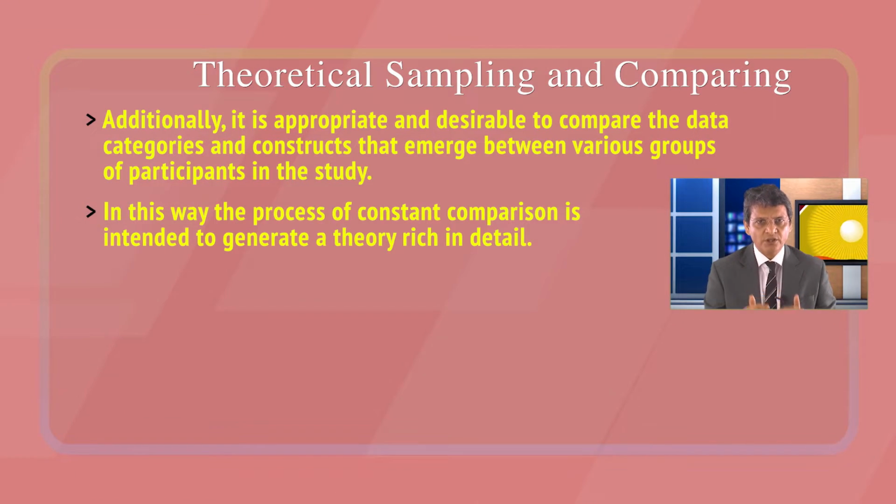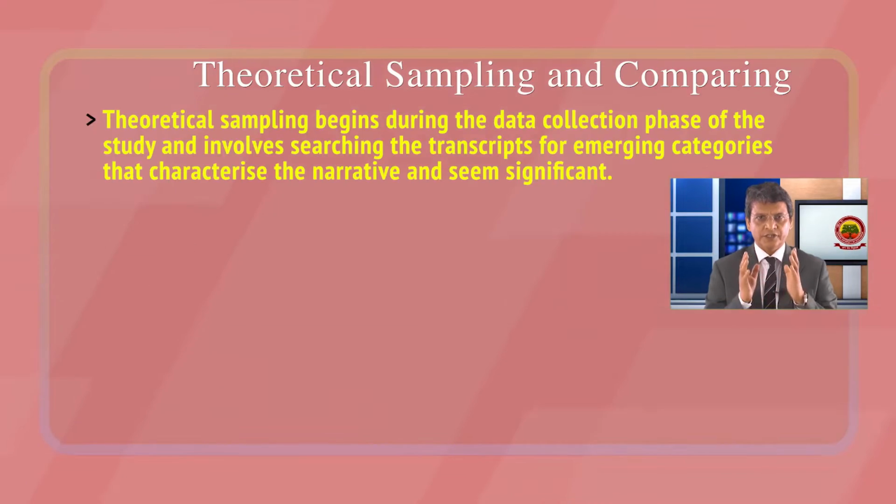In this way, the process of constant comparison is intended to generate a theory rich in detail. It moves the researcher more quickly away from describing the specificities of a case to thinking more abstractly about what the various cases share in common and what is different about them. Theoretical sampling begins during the data collection phase of the study and involves searching the transcripts for emerging categories that characterize the narrative and seem significant.